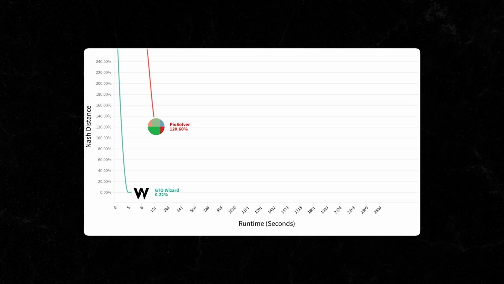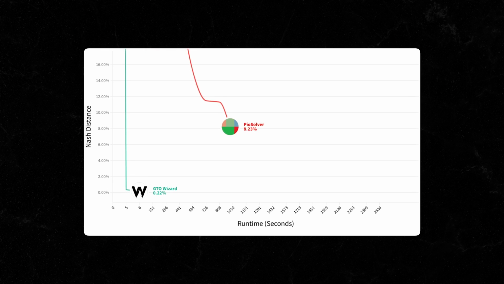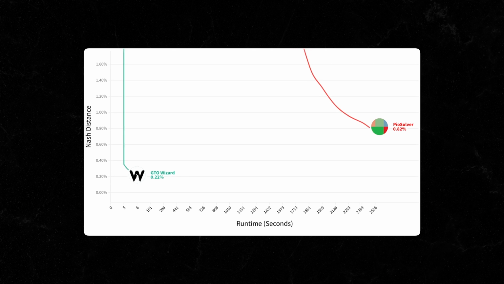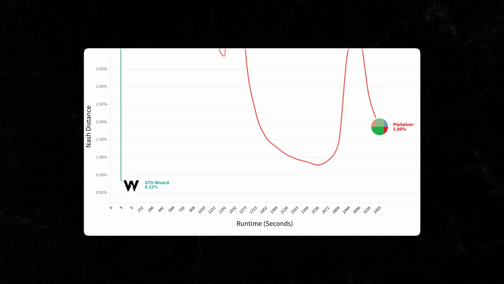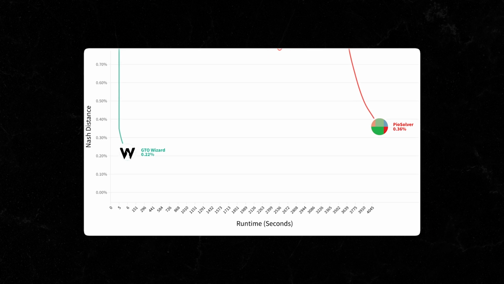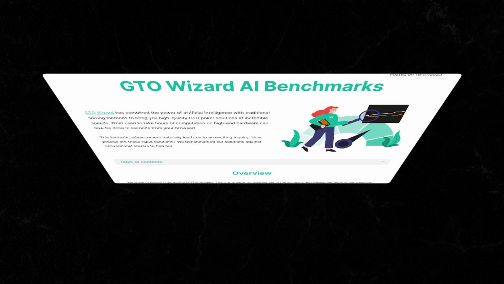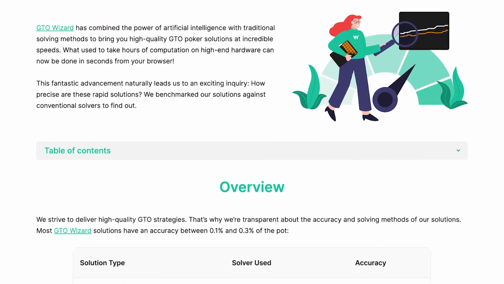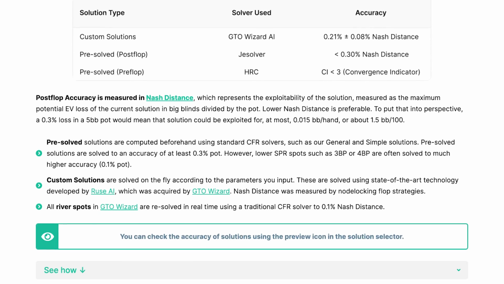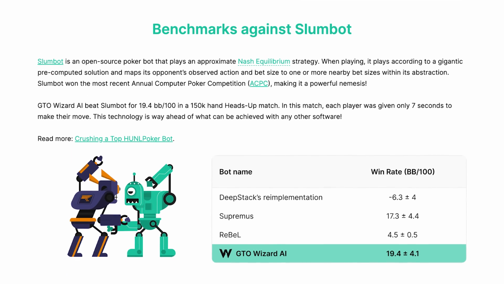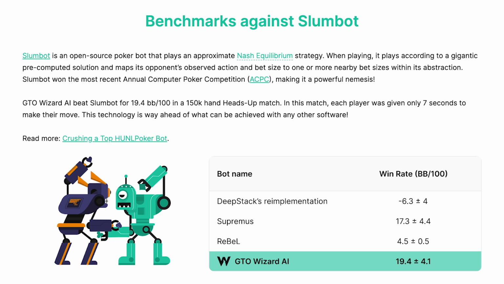One question you may ask yourself is, how accurate are these speedy solutions? How is it possible to solve something so fast? Are we giving up any accuracy? Well, to test this, we benchmarked our custom solutions against PioSolver and Slumbot with remarkable results. Slumbot is an open source GTO poker bot that has won the most recent annual computer poker competition. It is a powerful nemesis. Nonetheless, GTO Wizard AI managed to beat Slumbot for 19 big blinds per 100 in a 150,000 hand heads-up match. If you want to read more about that, see the link in the description.